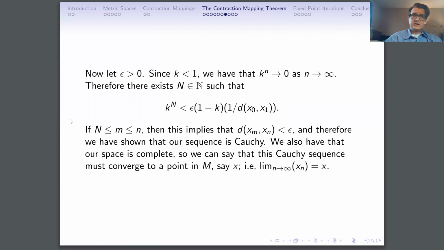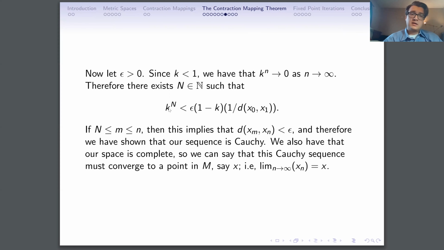So this gives us an idea of how we want our epsilon to interact with our inequality here. So we can begin our proof. Now suppose epsilon is greater than 0. And then since k is less than 1, we have that k to the n approaches 0 as n goes off into infinity. Therefore, there exists some natural number N such that k raised to the N is less than epsilon times 1 over k to the m times 1 minus k times 1 over the distance between x0 and x1.